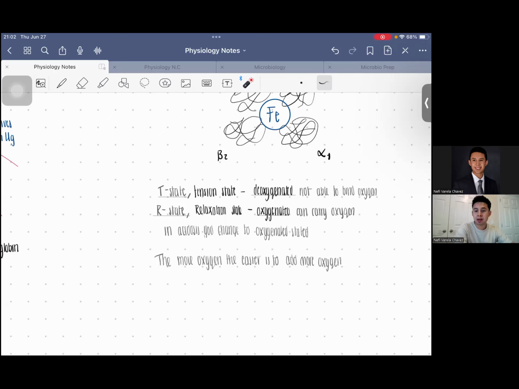Okay, so the T state is going to be deoxygenated. The way that I like to think about it is, when you are in a really tense state, you feel that you are suffocated, that you don't have air, right? So tension state, deoxygenated, not able to bind to oxygen. The R state is a relaxation state. When you are relaxed, taking deep breaths, that's the way that I like to remember. So we have higher affinity for oxygen.